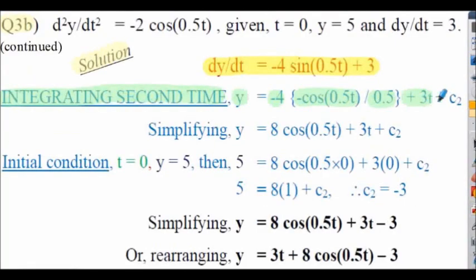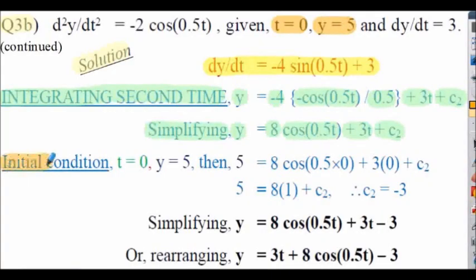Plus 3t plus c2. Again, notice dividing by 0.5 is the same as multiplying by 2, and of course I have a double negative here. So simplifying on the next line, y is equal to positive 8 multiplied by the cos of 0.5t plus 3t plus c2. In the question, we're given that when t is equal to 0, y is equal to 5.